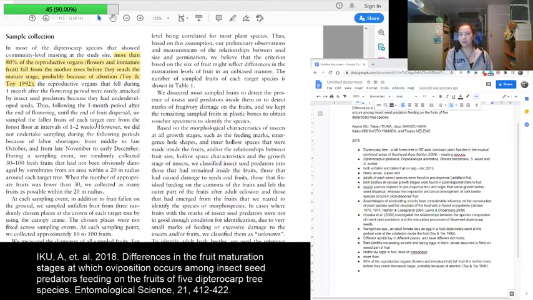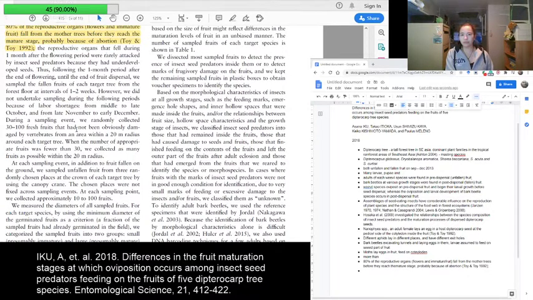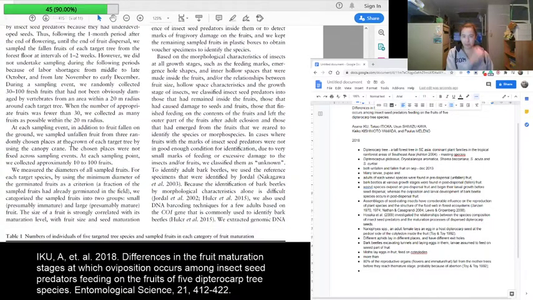However, they did not undertake sampling during the following periods because of labour shortages. Okay, so they took that into consideration and talked about that. They randomly collected fruits. Yep. The number of appropriate fruits collected as many within a 20-metre radius. Okay. At each sampling event, an additional fruit fallen on the ground. We sampled unfallen fruit from randomly chosen places at the crown of each tree.